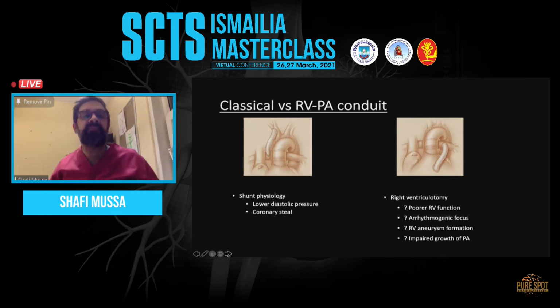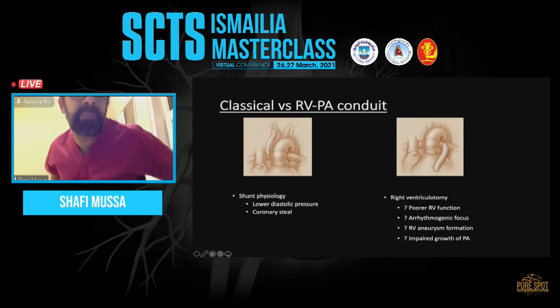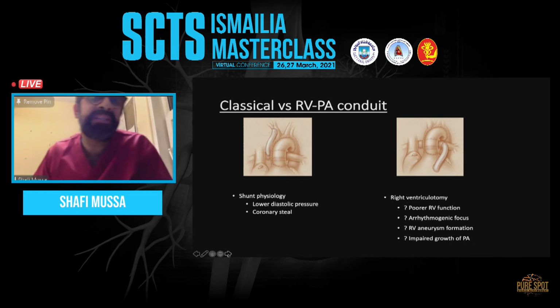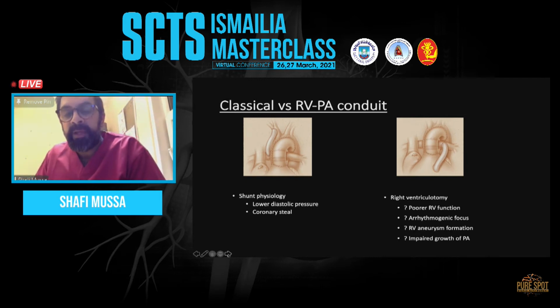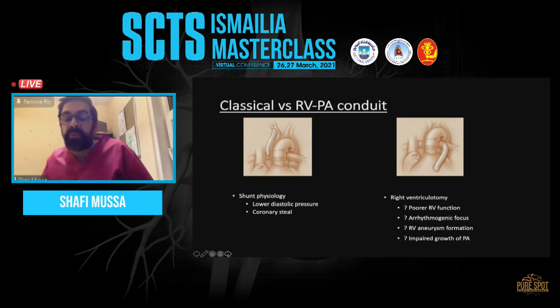So what's the alternative? If the classical Norwood as described by William Norwood had the BT shunt and the problems of shunt physiology, so low diastolic pressure and potential for coronary steal and potential for cardiac arrest, what are the other options? Well, a Japanese surgeon called Sunji Sano invented the Sano shunt. So this is a conduit between the right ventricle and the pulmonary artery to supply blood to the lungs.